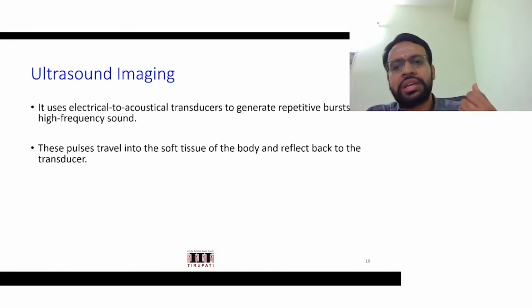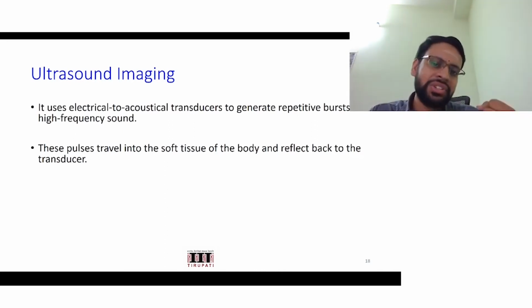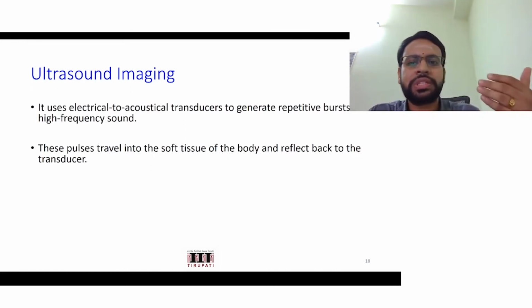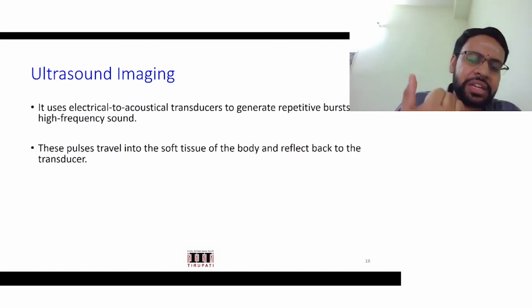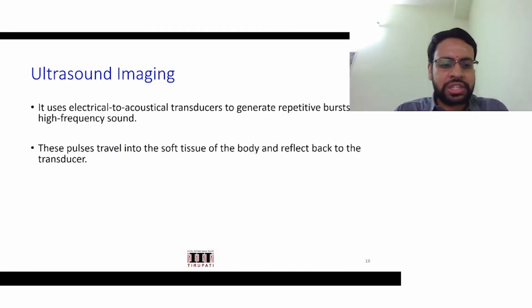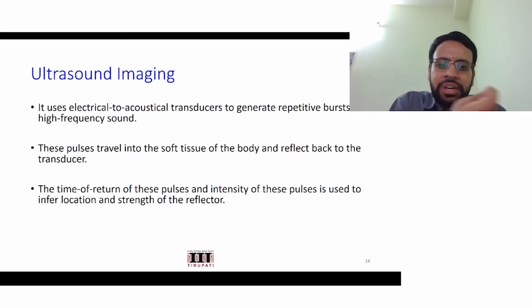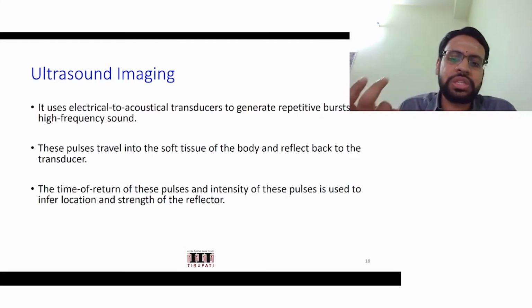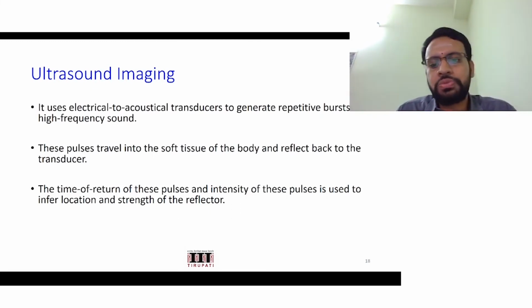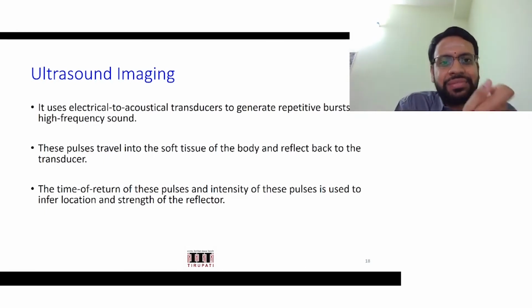Essentially, it uses a transducer that converts the electrical signal into acoustical signal, and that transducer is used to generate repetitive bursts of high frequency sounds. This will be kept on the part of the body which needs to be scanned or imaged, and what you would be studying then is the time of return of these pulses and also the intensity of these returned pulses. These are the two things that you would be studying to infer the location as well as the strength of the composition of the structure, let's say, or the type of the structure, if not composition. Those are the things you would be inferring.